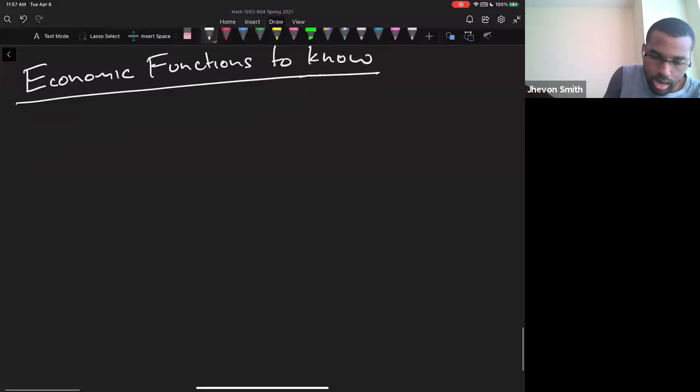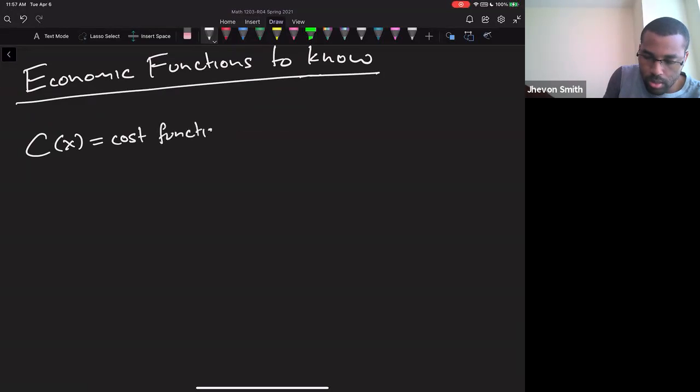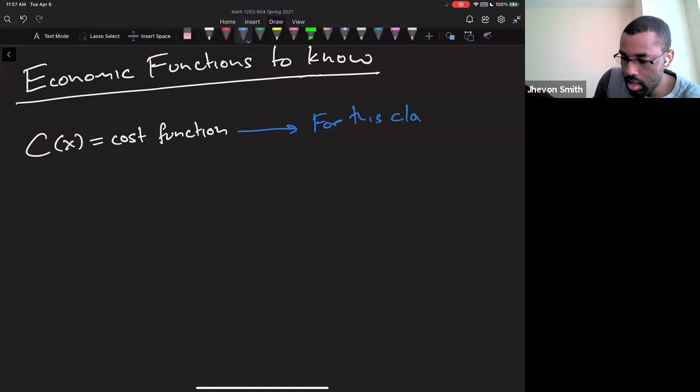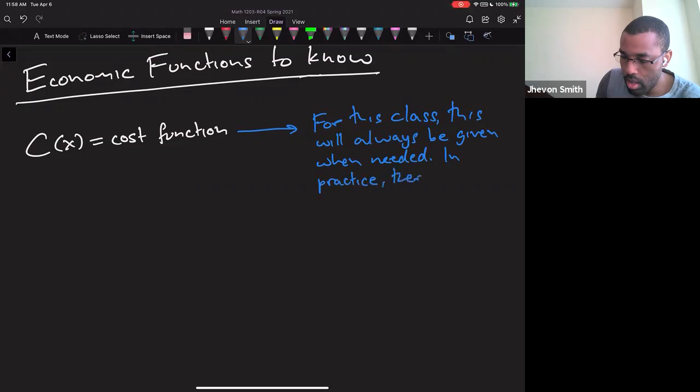Okay, so there's C of x, the cost function. Now, what is important about the cost function for us is that it's never going to be something that you have to calculate, right? It's always going to be given for this class when needed. In practice, there is no standard way to compute it.